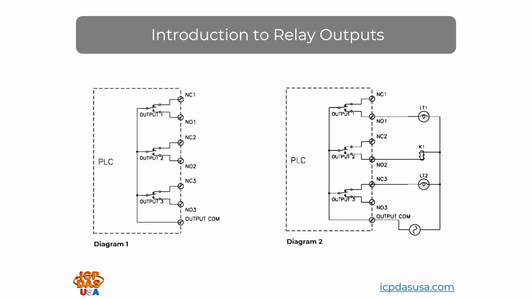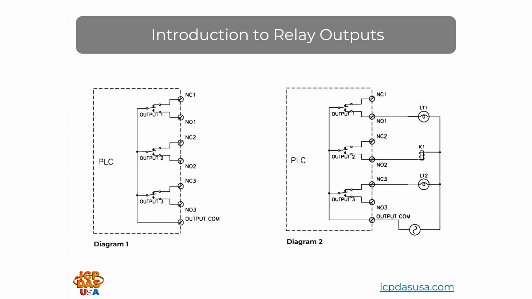An output unit with 3 Form C contacts that have a common terminal is shown in diagram 1 on the left. The common terminal of each of the 3 relays is connected to one common terminal of the output unit labeled output COM. Since these relays have one common terminal, power supplies associated with the driven outputs must have one common connection. Each output has 2 labeled outputs, NC, normally closed, and NO, normally open.